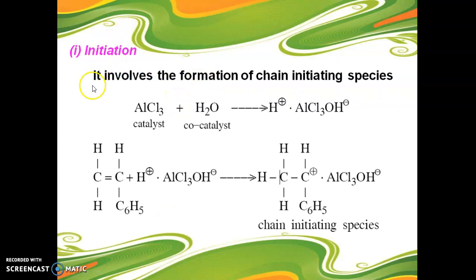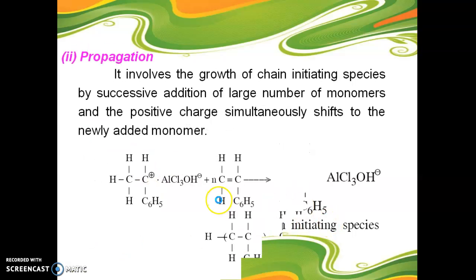In the initiation step, it involves the formation of the chain initiating species. For this, the catalyst acts with the co-catalyst. Here the co-catalyst is water and it forms H+ and AlCl3OH−. Here this AlCl3OH− reacts with the monomer and forms the chain initiating species.